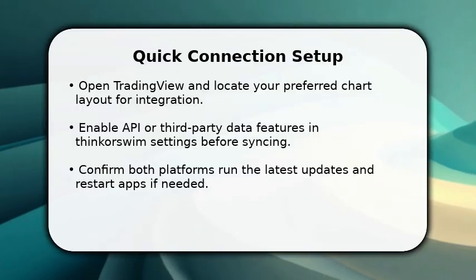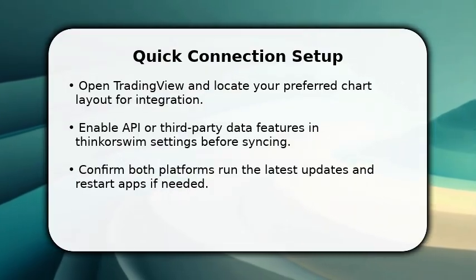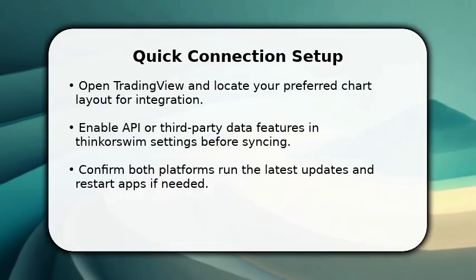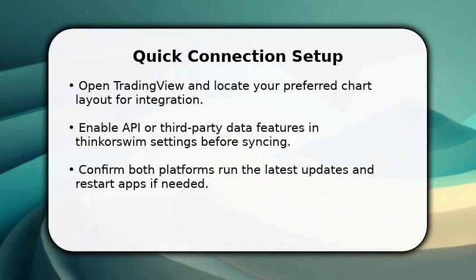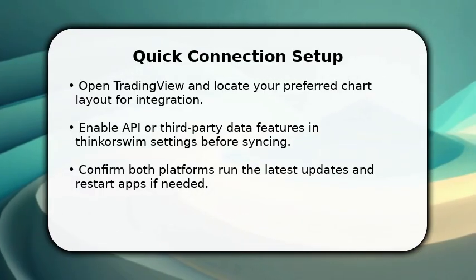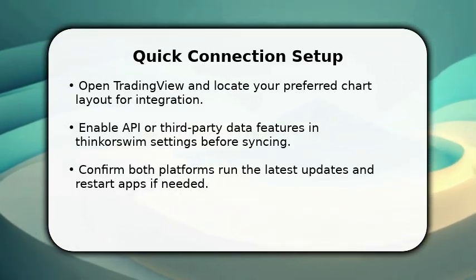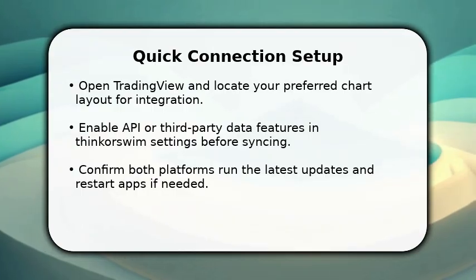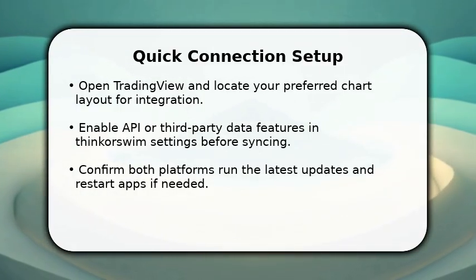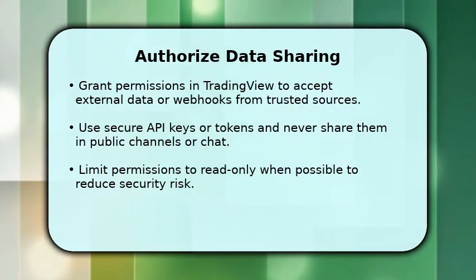In this video, I will show how to connect Thinkorswim to Tradingview. Open Tradingview and pull up the chart you want to sync, then open Thinkorswim and prepare the data export. Find the overlay or webhook options, enable outgoing data, and choose a compatible format. Use a simple CSV or third-party bridge if needed, and test with a single symbol to confirm ticks match before scaling up your workflow.